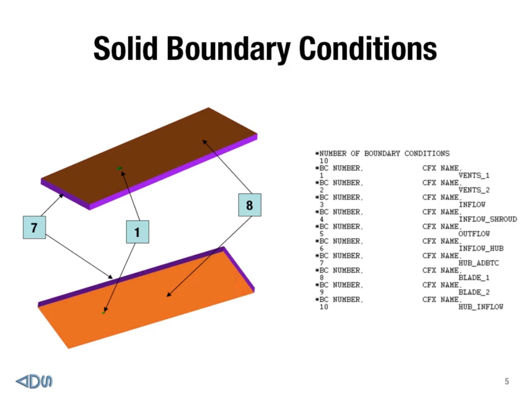along with blade and vents, represented by 1 and 8 respectively. These will form fluid-solid boundary interface conditions, as indicated by the subscripts behind their names in the CFX5 list to the right.